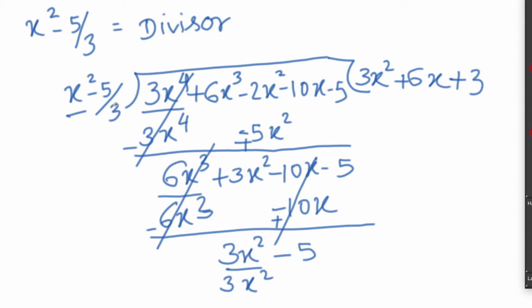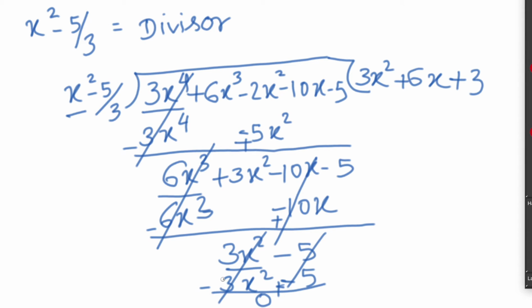3 into 5 by 3, the 3s cancel. So we will get minus 5. Again we have to change the sign, so this will become minus and this will become plus, just the opposite sign. Both are same, and this is also same. So you get the remainder 0.